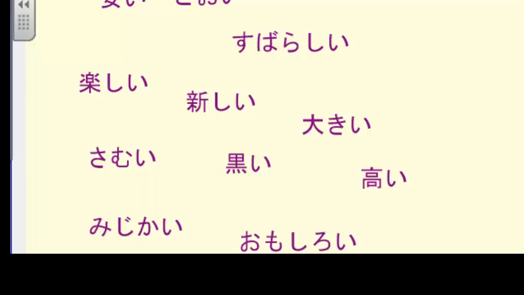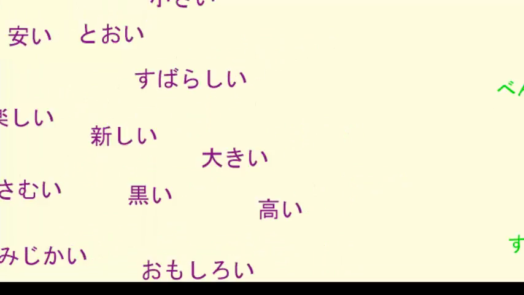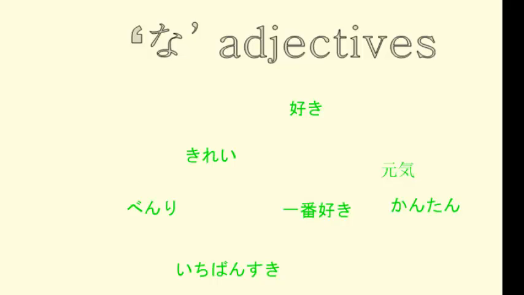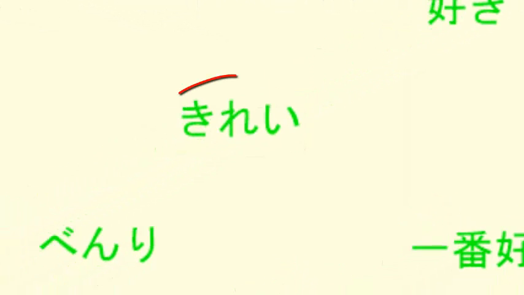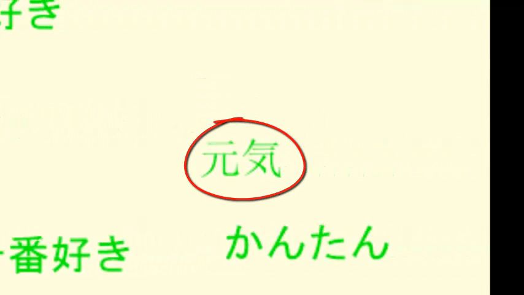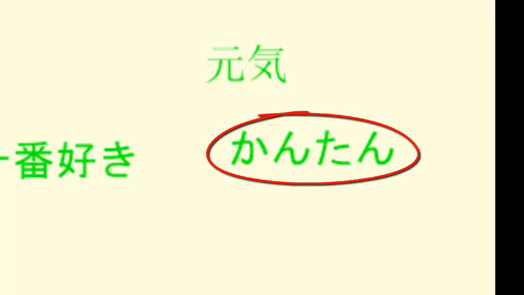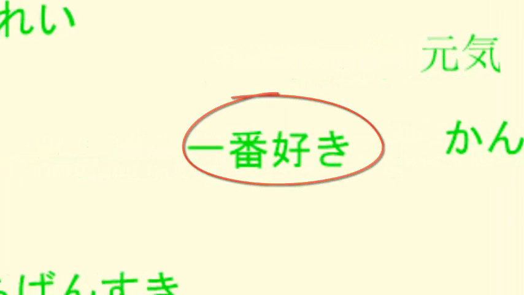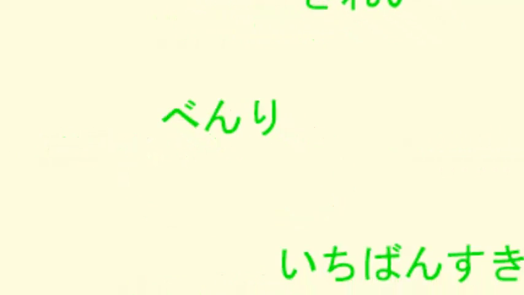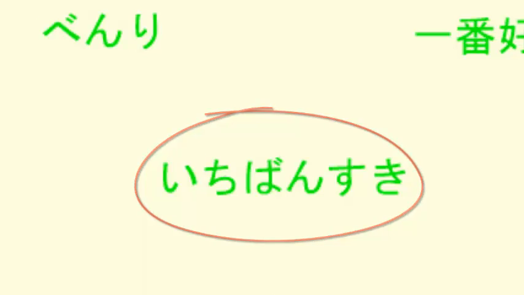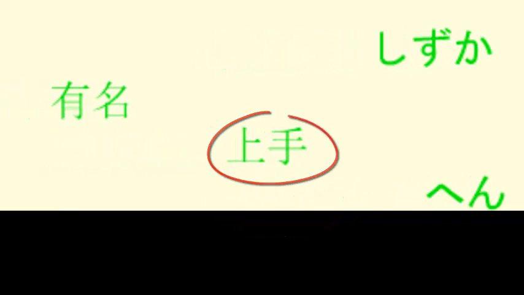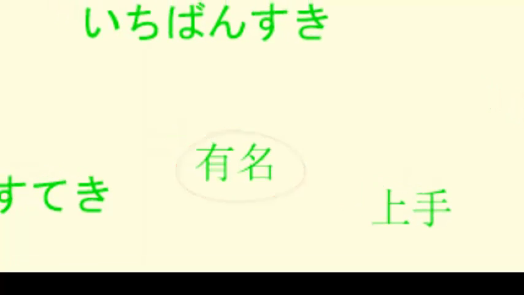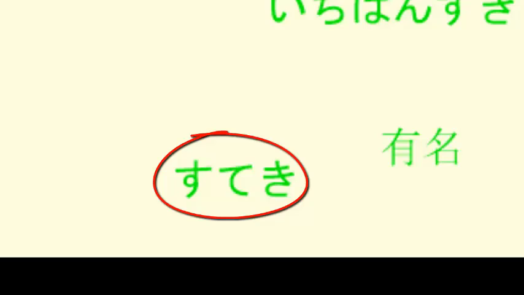When we change things like the tense and whether it's negative or positive, we are going to be removing that i and replacing it with something else. Have a look over here at the na adjectives and we can see that they don't necessarily end in an i. We've got suki, likable, kirei, pretty, genki, full of beans, healthy, kantan, easy, ichiban suki, favorite, benri, convenient, ichiban suki, that's favorite again but in hiragana, shizuka, quiet, hen, weird, jouzu, skillful, yumei, famous, and suteki, splendid.